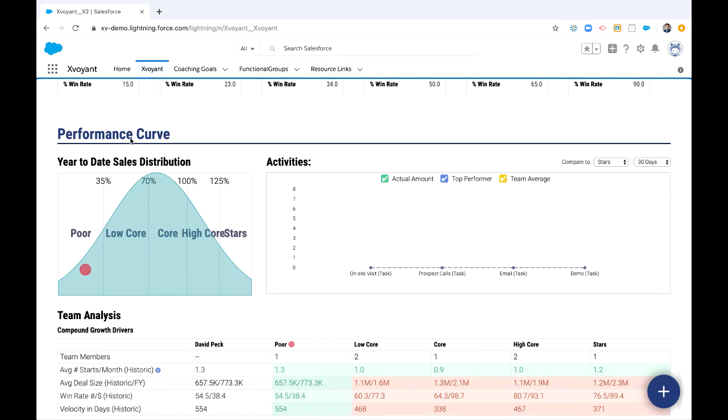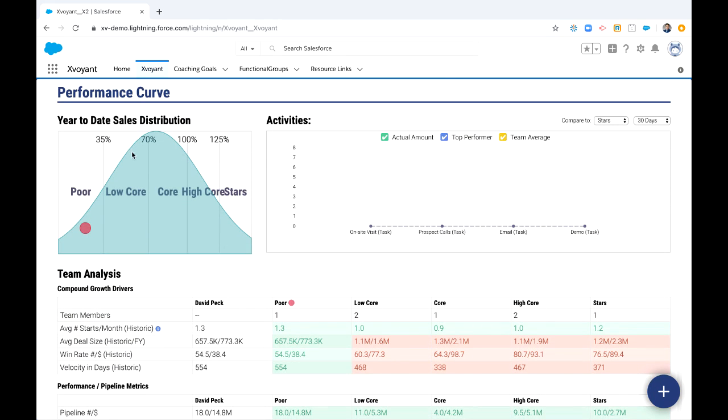Next, we'll find the performance curve. Here, you will find your year-to-date sales distribution, where this person is today. And then on the right side, you'll find the activities that they're performing. So let's go ahead and look at the last 12 months. Here, we can see all of the activities that they're performing. We can see their actual amount, the top performer in your team and what they're doing, and the team average. This is a great place where you can compare activities and see what activities this person needs to be performing more of in order to be a top performer.